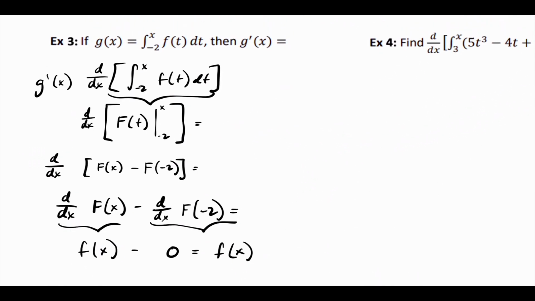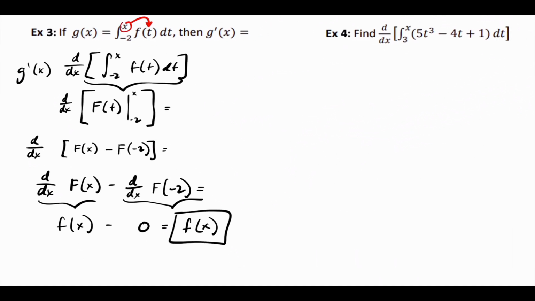Now, I could have skipped all of this by just saying, hey, can I just plug in this value in here? And I would have been done. That's what the second fundamental theorem, or the second part of the fundamental theorem, says. You can skip all that. Just put the x in there. That's the derivative of the antiderivative.